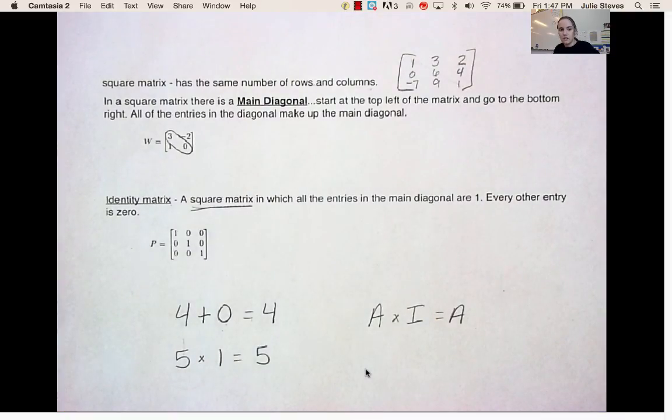That is it for this video. I'll show you how identity matrices work in another video when we actually have to use them.